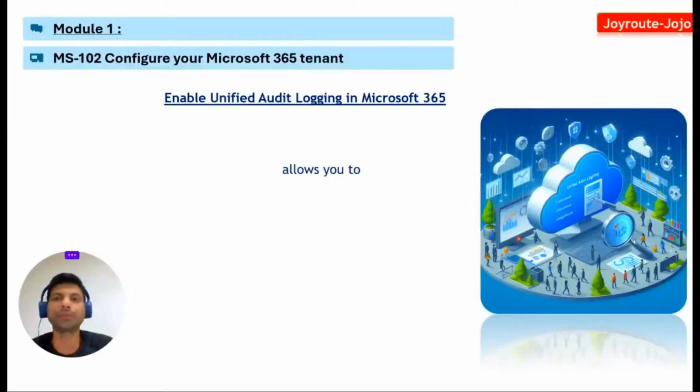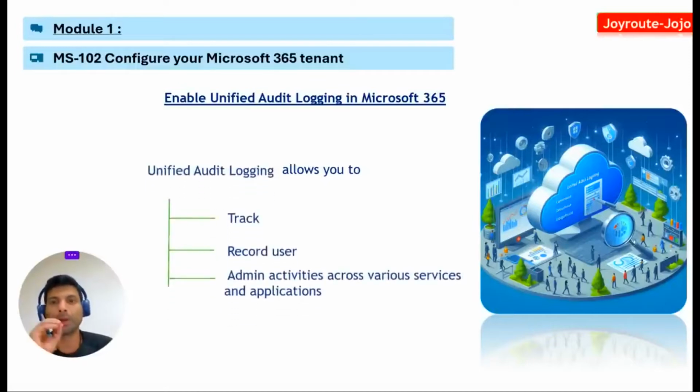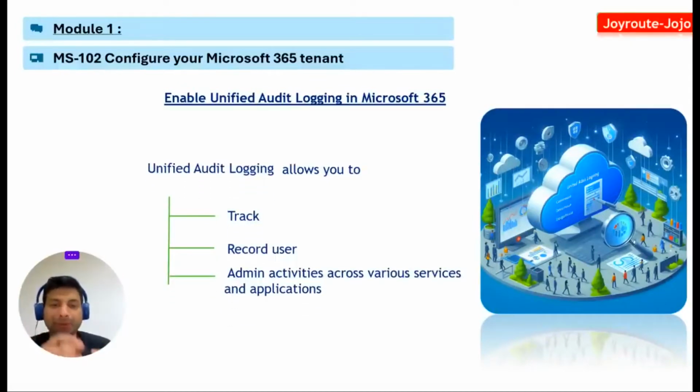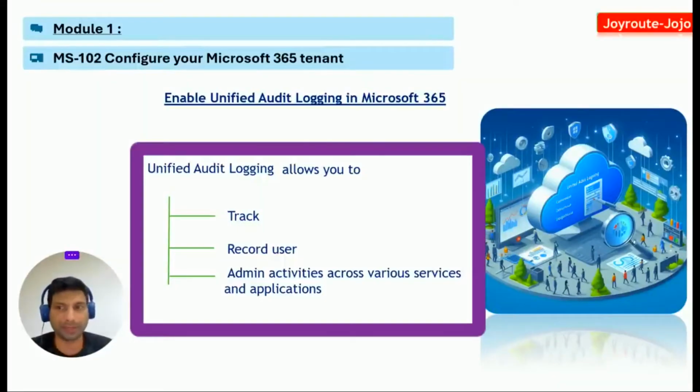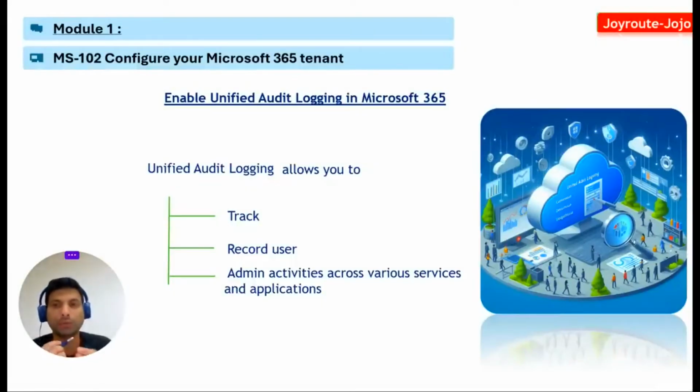Let's discuss enabling unified audit logging in Microsoft 365. Unified audit logging is a feature of Microsoft 365 that allows you to track and record user and admin activities. Once you enable it, you will be able to track and record user and admin activities across various services and applications such as Exchange Online, SharePoint Online, OneDrive, Teams, Power BI, and Microsoft Entra ID.